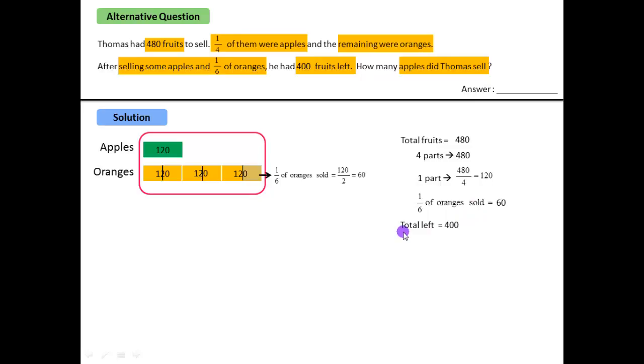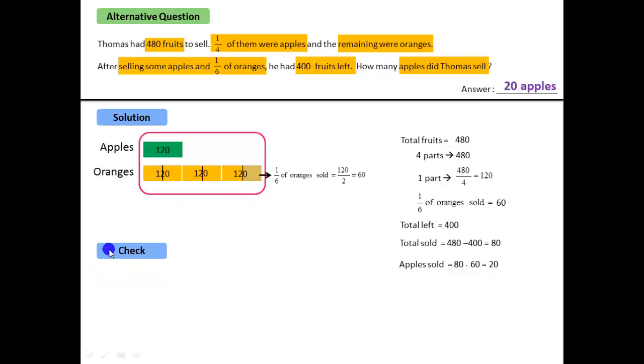Now, we know that the total number of fruits left was 400. From this, we can find the total number of fruits that was sold. This will be the total number of fruits minus the total number of fruits left. So, this gives us 80. Total number of fruits sold was 80, and from this we can find the number of apples that were sold. That will be the number of fruits sold minus the number of oranges sold, and this gives us 20. So our answer is 20 apples.